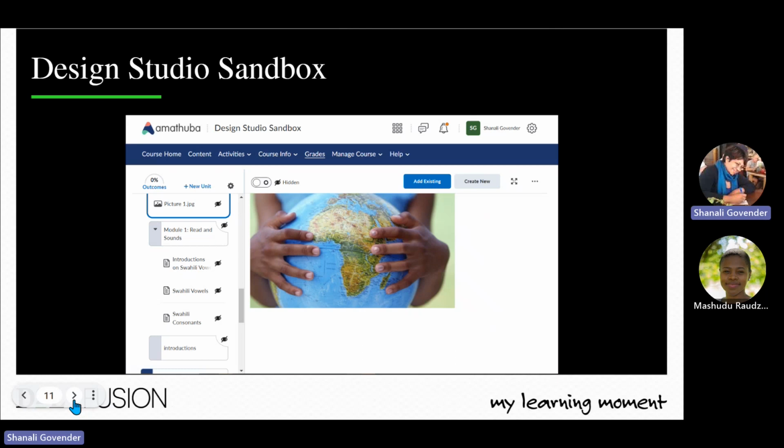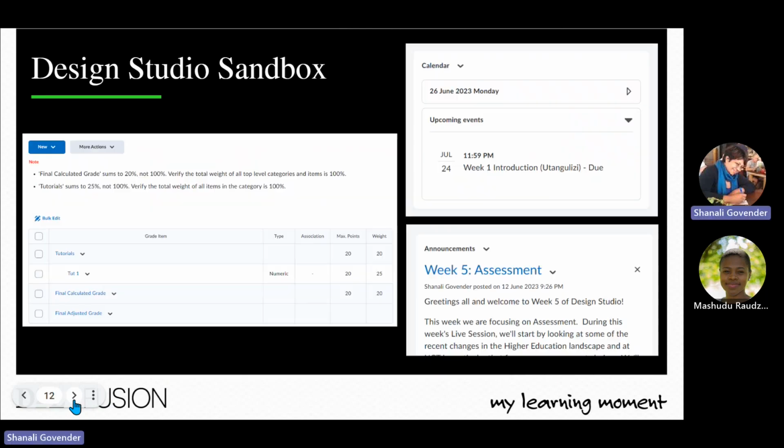And that gives them a private place to play around. On the screen in front of you, you will see that some participants have added units, they have added folders, they have played around with HTML pages and learned how to add those. They've added pictures and so on. Related to the sandbox, colleagues also explored how the grades tool worked, added elements to the calendar, and learned to send announcements.